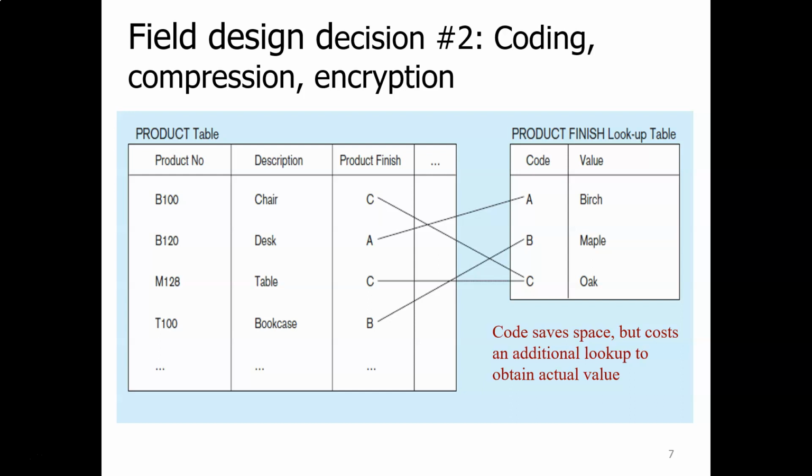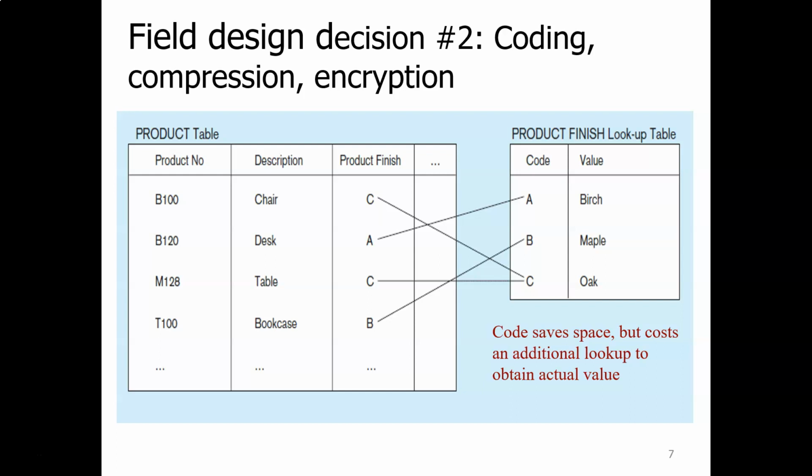So why do we do that? Well, this is going to reduce the file size for the product table because now we only need one character instead of multiple characters for each finish. The decision you need to make is whether it's worth the trouble to code the data. In this case, you have to look at the data volume.